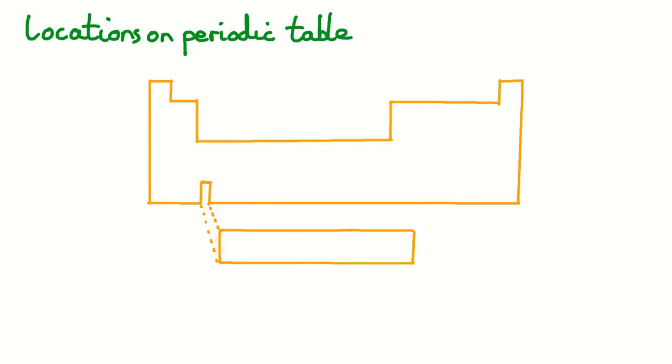Here we have a rough outline of our periodic table. Generally speaking, metals can be found on the left-hand side of the periodic table, while non-metals are on the right-hand side. Hydrogen, however, is an exception. Even though it's found on the left-hand side, we would consider hydrogen as a non-metal.